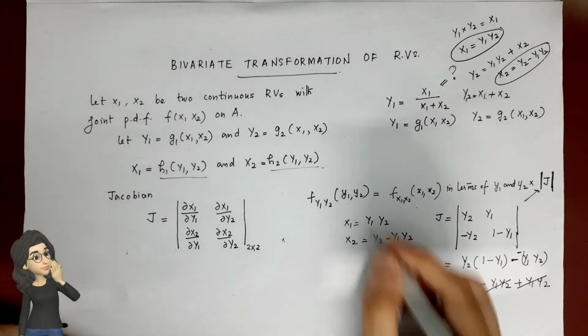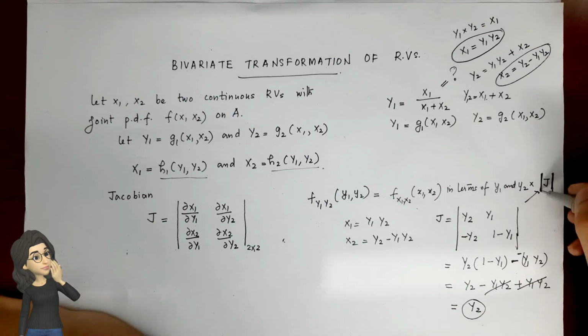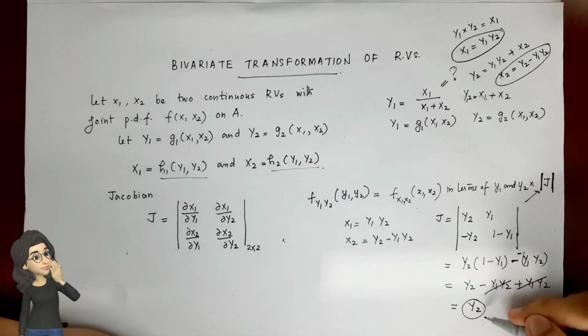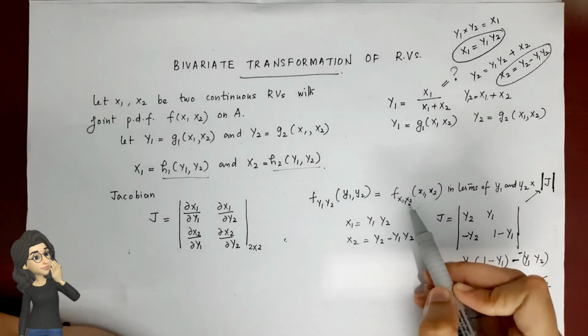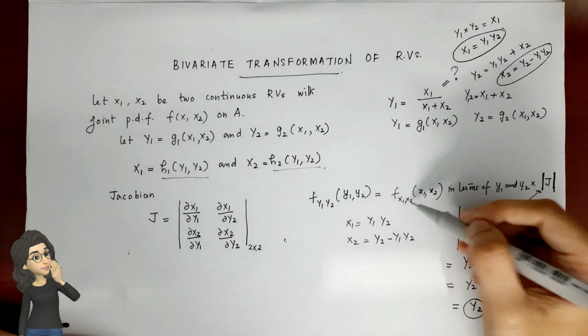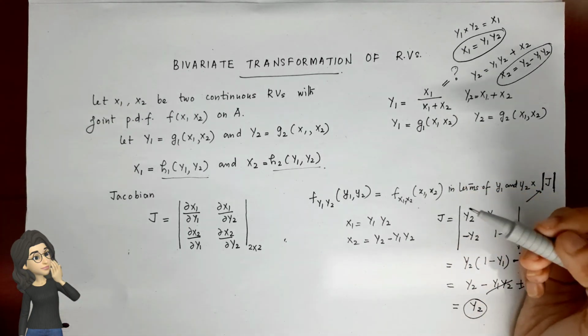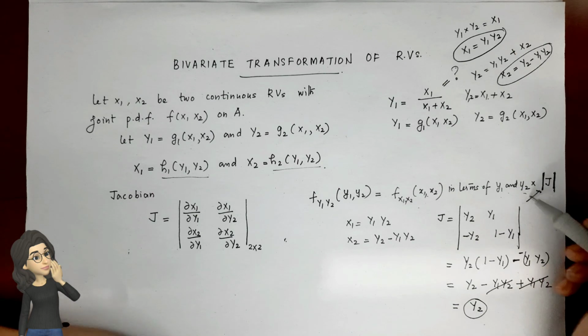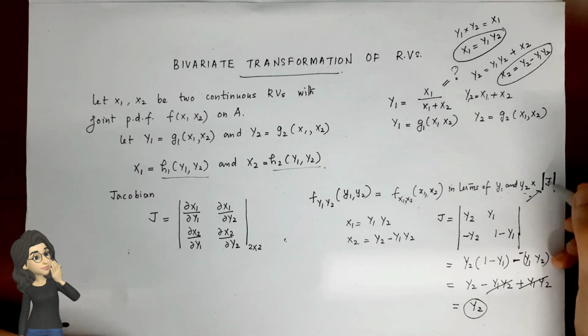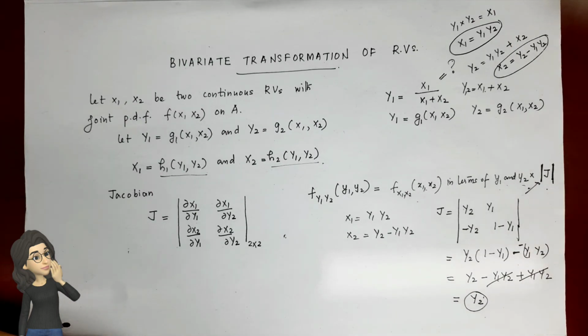So what will I be doing? Instead of J, I can write it as y2. And I can write f of x1, x2, this PDF, in terms of y1 and y2, multiplied by this value. So this is how we are going to do the bivariate transformation of random variables.